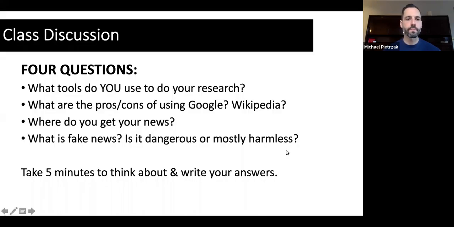Moving on. Normally we do this discussion in class and you'd write it down, but instead of that, why don't you take some time on your own to write some answers to these questions? I really want you to think about this because these are important questions. So, number one, what tools do you use to do your research? I'm sure you've done research papers before or just research in general. What are you using for tools? Is it just the internet? Is it books? Curious to know. Send me an email if you like.